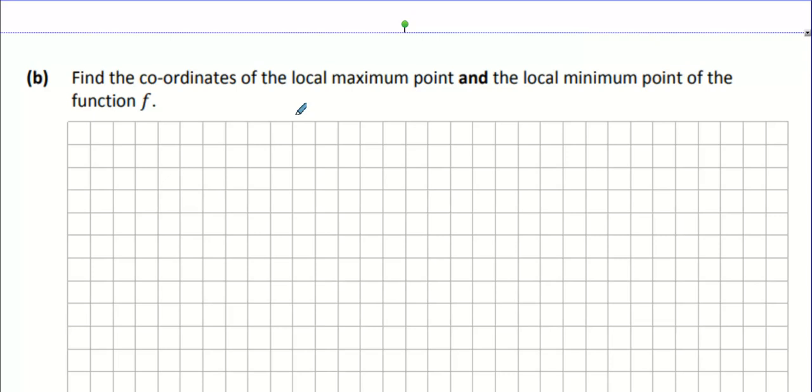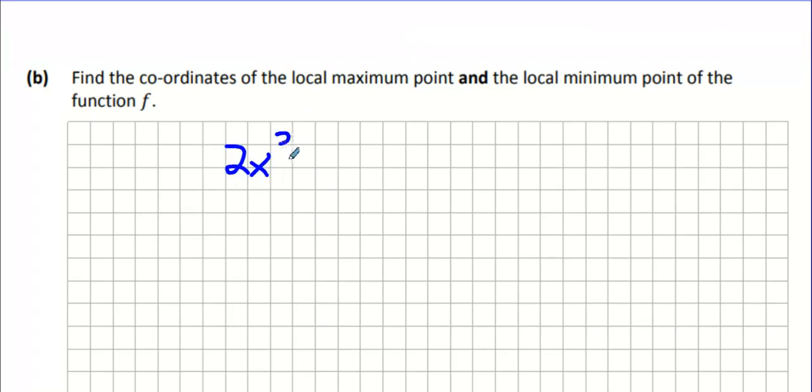Find the maximum and minimum point of the function. Oh god, this is an easy question. Okay, what's the original equation again?